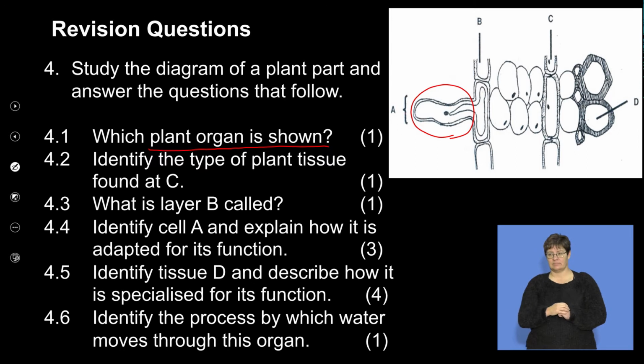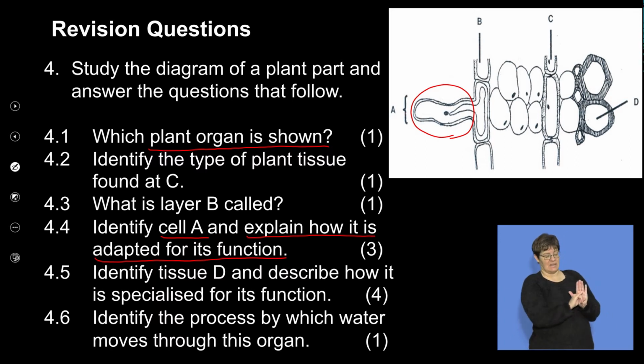Then cell A, identified, it's a root hair. And how is it adapted for its function? So this takes you further than simply being able to identify it, is why it is so efficient for its function, and that of course is the fact that it has an increased surface area so it can absorb as much water as possible. Then identify tissue D.